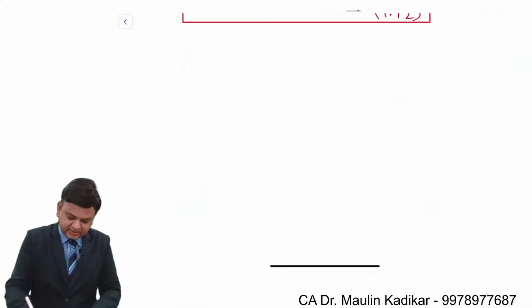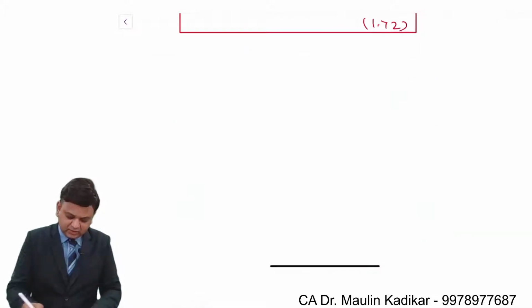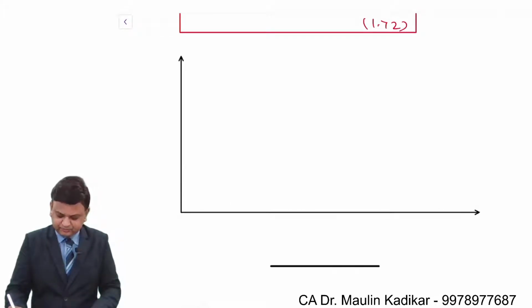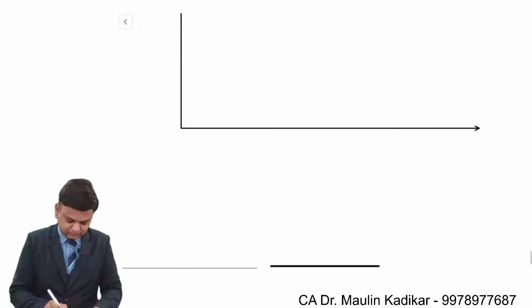Let us draw the diagram. Again over here on the x-axis we'll take the spot price of the equity share, and on the y-axis we will take the profit or loss. That is the way we are required to draw the diagram.